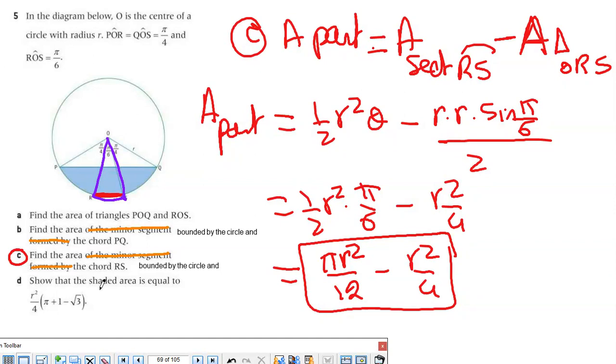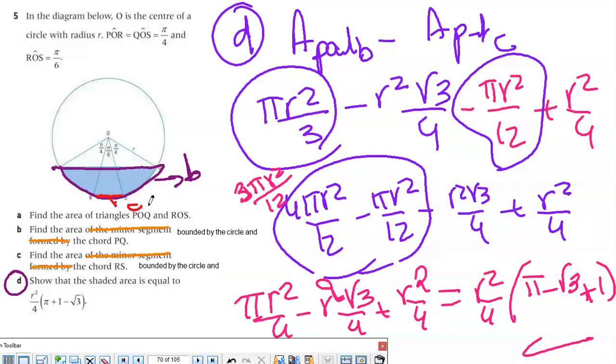For the last question, show that the shaded area is equal to this one. So if I go to the shaded area, guys, and I look at it, this shaded area is all this part that I got in part B minus this small part that I got in part C. In part B, we got this part without the small part here. So in part B, we got all this purple one, and in part C, we got this red one. If I do those minus, I will get the shaded one that they need.